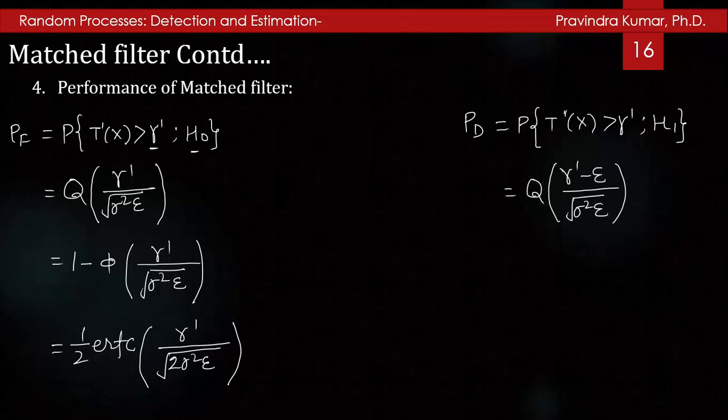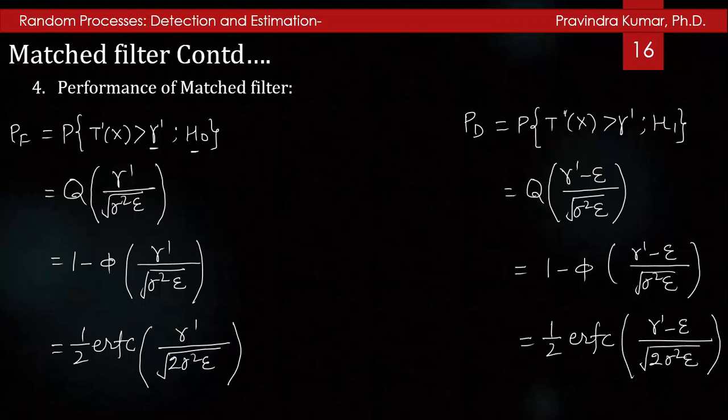So it will be Q of gamma dash minus epsilon divided by under root sigma square epsilon. So you can also write it as 1 minus phi of gamma dash minus epsilon divided by under root sigma square epsilon, and you can also write it in the complementary error function form as 1 by 2 ERFC of gamma dash minus epsilon divided by under root 2 sigma square epsilon. And from this Q function of the probability of false alarm, you can find the threshold value gamma dash.